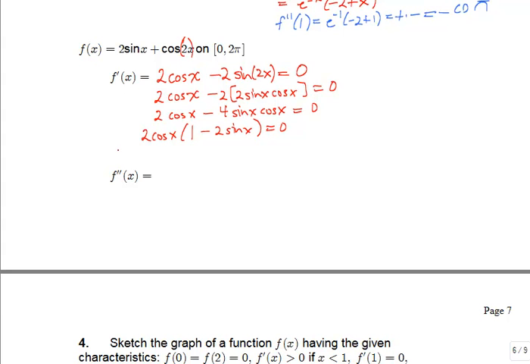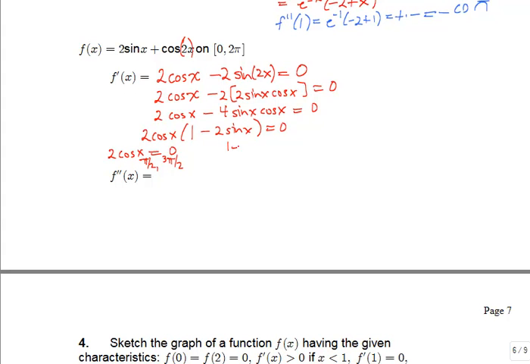And then if I set each of these to 0, if I take 2 cosine x and set it to 0, I don't need to worry about the 2 because I could divide by it. When does cosine of x hit 0? Well, on the interval 0 to 2 pi, cosine is 0 at pi over 2 and 3 pi over 2. Okay, so that's two critical numbers.